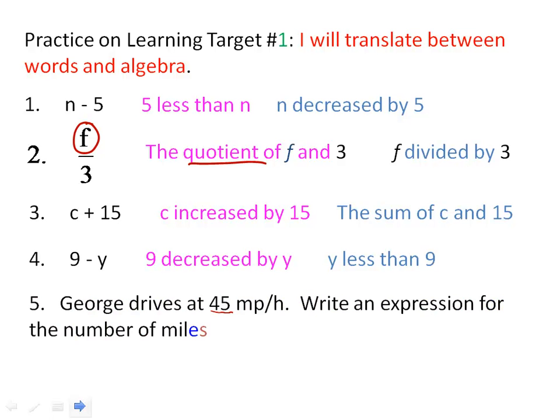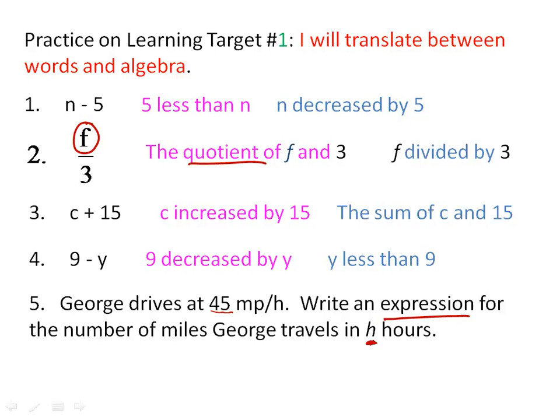And how about a word problem? George drives at 45 miles per hour. Write an expression for the number of miles George travels in h hours. Now it's going to be an algebraic expression because they've already told us we got a variable here, and that's what makes it an algebraic expression. 45 miles per hour for h hours.